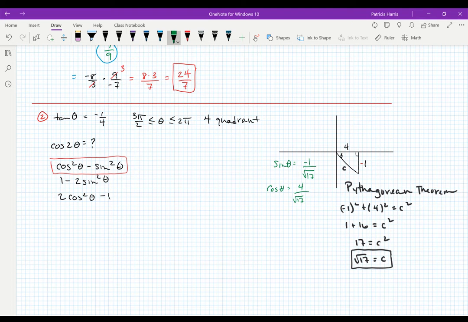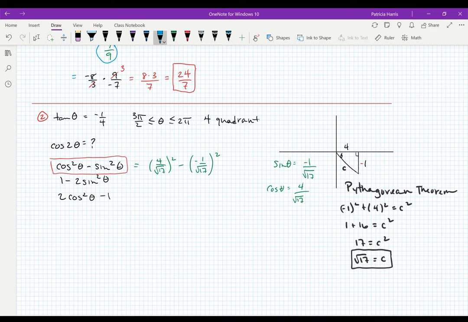Okay, now using the formula that I boxed, we're just going to plug it in. So (4 over square root 17) squared minus (-1 over square root 17) squared. Now I didn't rationalize my denominator because I'm squaring my fractions, so that radical is going to resolve.